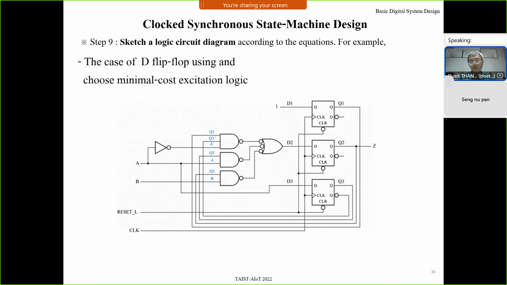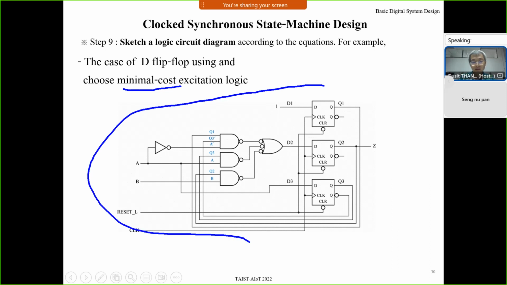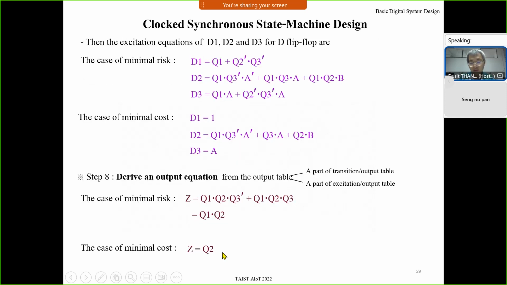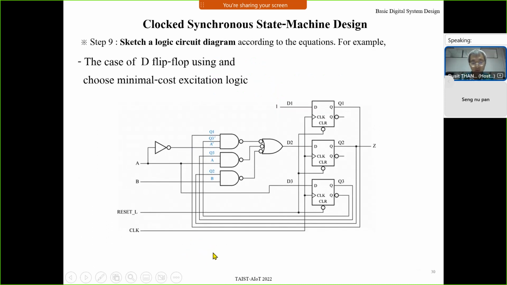For example, for minimal cost, it is this one. This is the flip-flop, right? Three flip-flops. This is circuit F. And circuit G in this case has nothing because I show you for minimal cost. Output Z equals Q2, so I can take the signal from Q2 directly to be the output. Okay, that's all for the design.